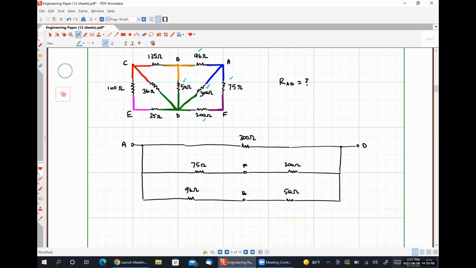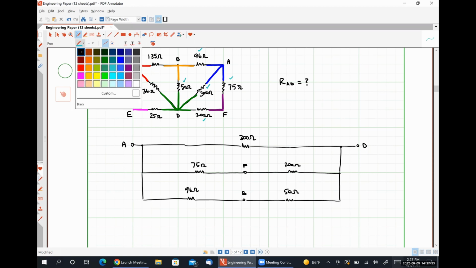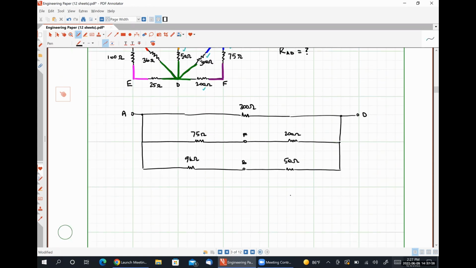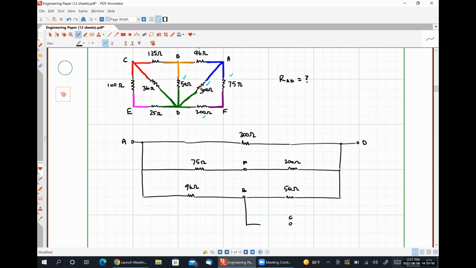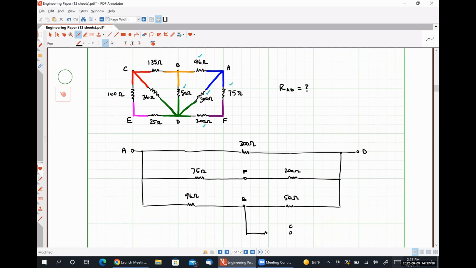Now, once I go from A to B, there are a couple of different paths that I can use to go from B to D, right? I have that direct path through the 50 ohm resistor that I've already taken into account, but I could also go from B to C to D. So I'm going to put node C here. And when I go from B to C, I go through the 135 ohm resistor. Goodness, moving my screen around too much. And I can go directly from C to D through the 36 ohm resistor.